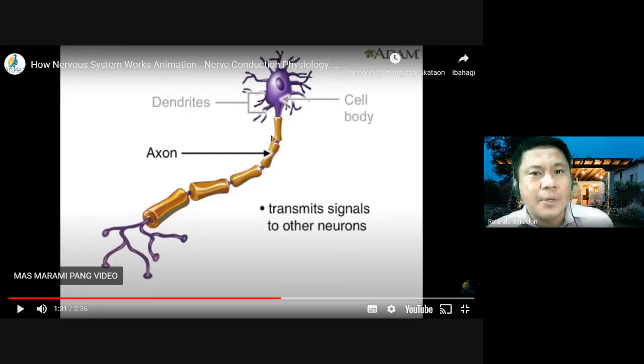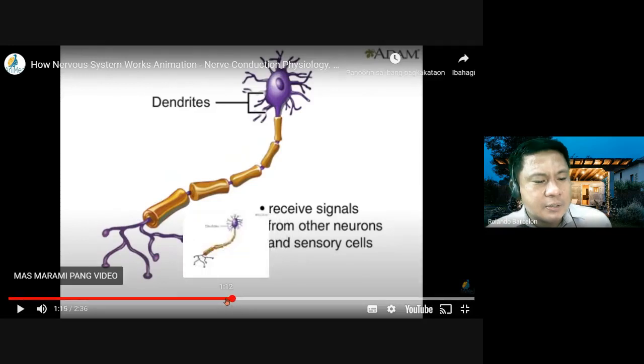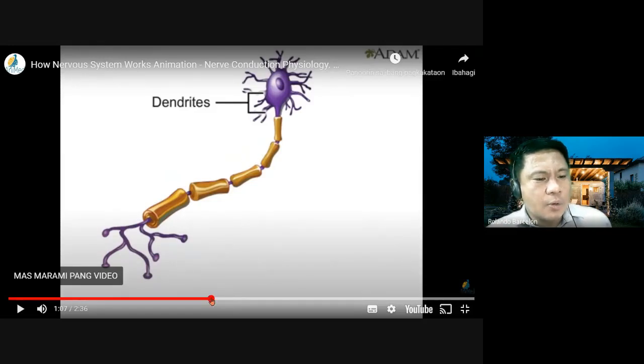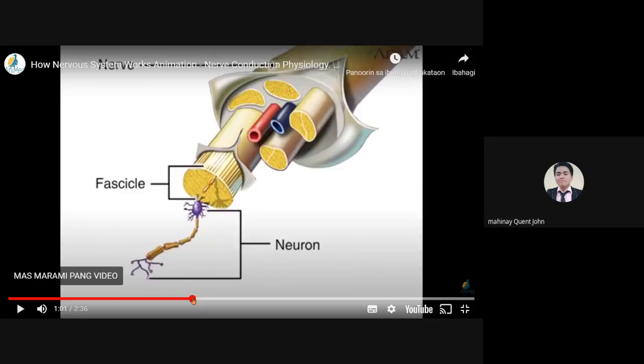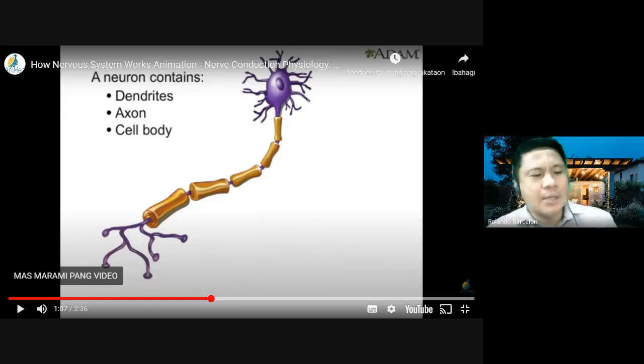And take note of the following parts. There are three major parts of the nerve cells. What are those three major parts of the nerve cells or neurons? The three parts of nerve cells or a neuron are dendrites, cell body, and axon. Exactly. Okay, so there are three major parts. Mayroon pa namang ibang parts yun, but we have here the three major parts of the neurons. Okay, so we have here number one, the dendrites, axon, and the cell body.